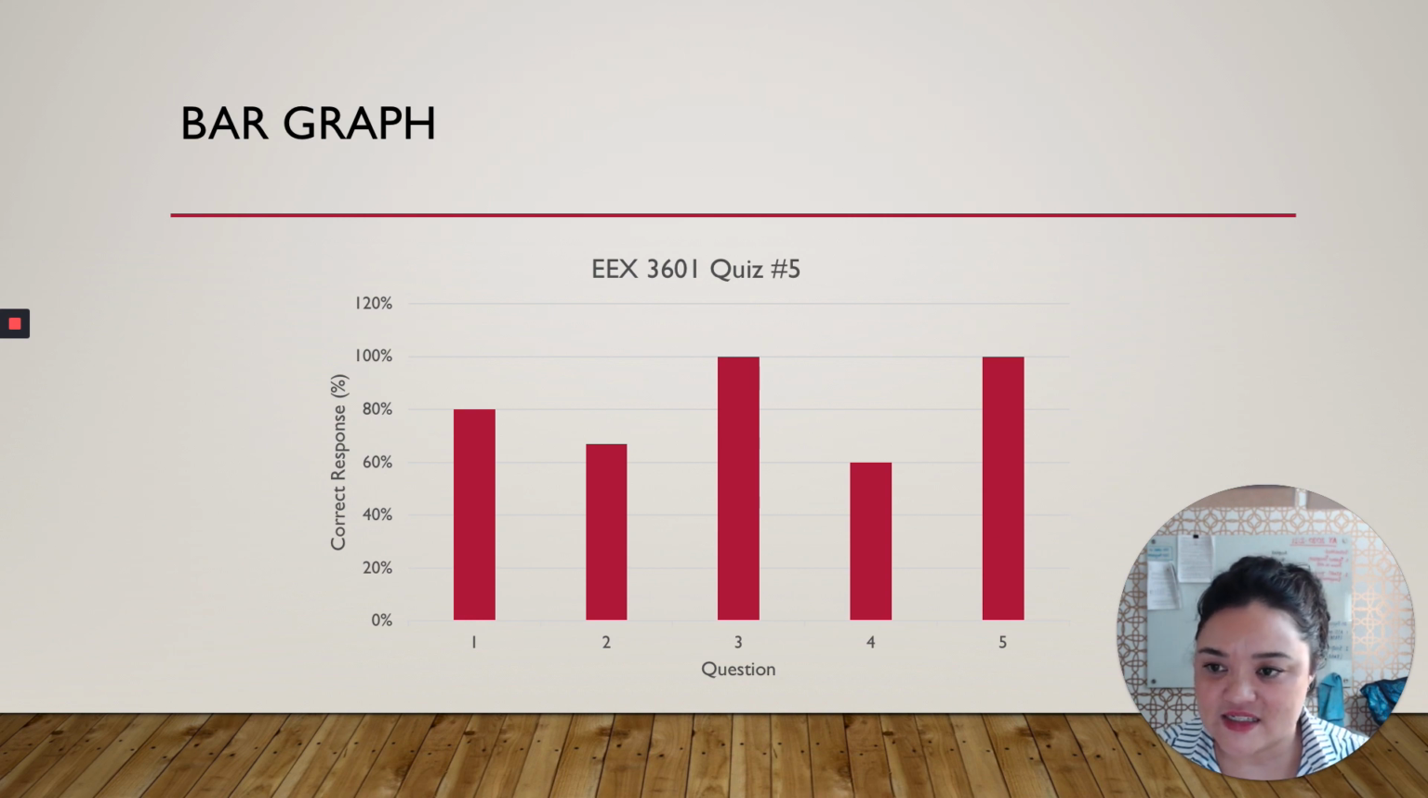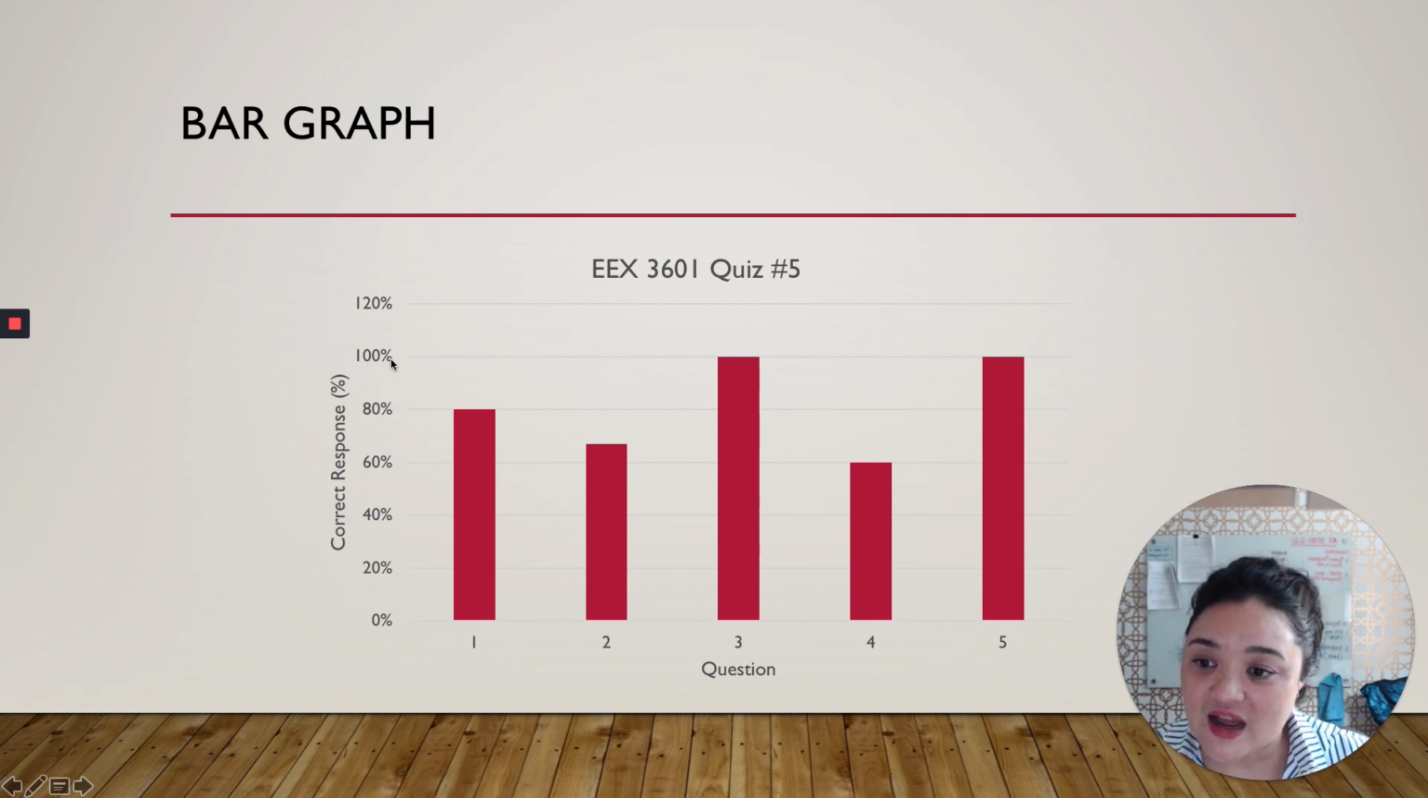Again, here is a bar graph. This is actually from last year's class. This is how they performed on their quiz number 5. So you see on the x-axis here, I put the question. So there were 5 questions on the exam, and it actually should only go to 100%, so I should have modified my y-axis here because there's no such thing as 120% on this quiz, right? So the upper limit should have been 100%. So I apologize for that error.